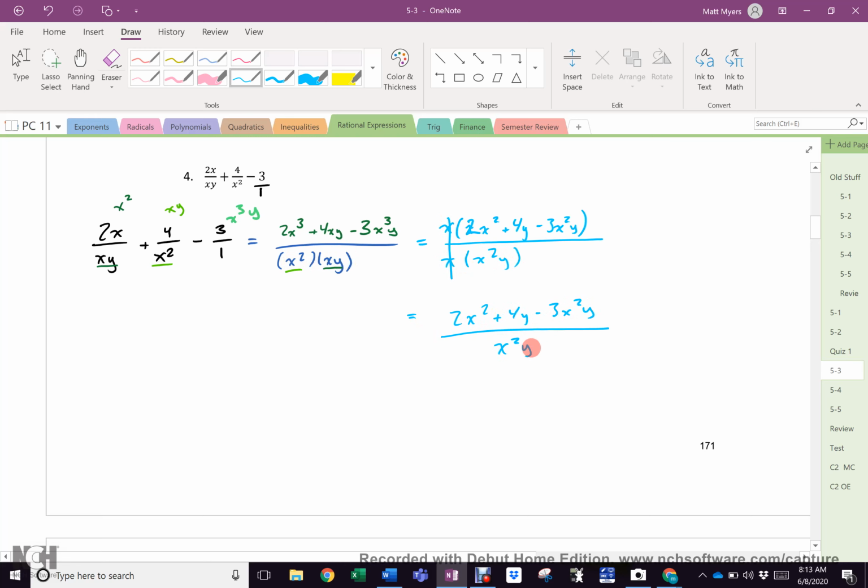y. Now, you could even factor that further, because that's 2x squared minus 3x squared y plus 4y over x squared y. You could factor that further because you could put brackets there and take out an x squared, or you could put brackets there and take out a y. I don't really care. If you get to there, you're good enough.